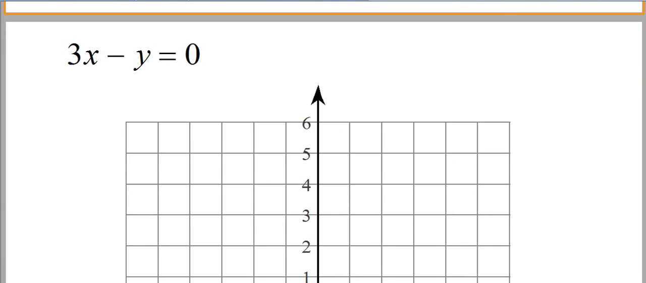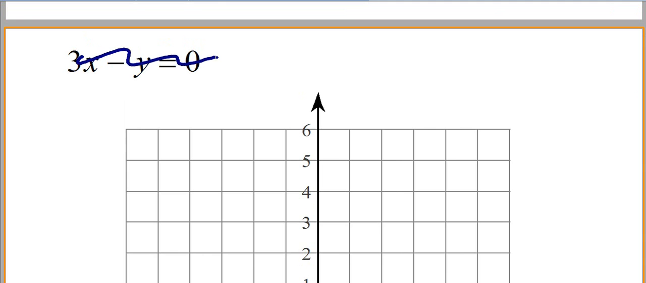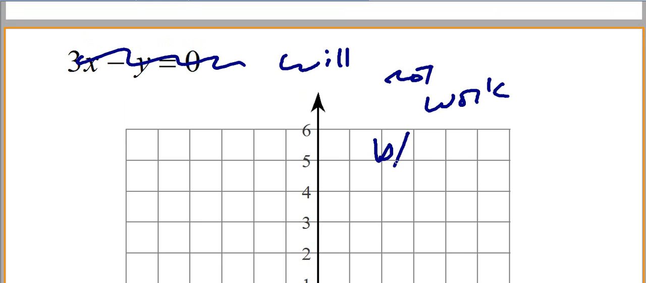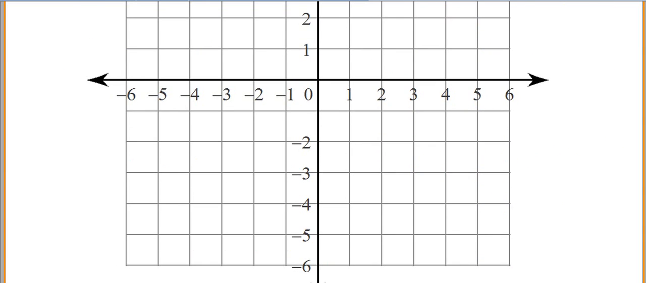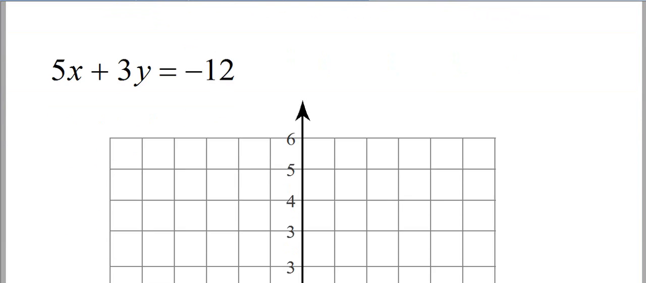Let's skip down to another example. If you get this worksheet, this one's not going to work. It will not work because it goes through the origin. If it goes through the origin, we'll have to do something different. You have to make a table. This next example here, it'll work out.